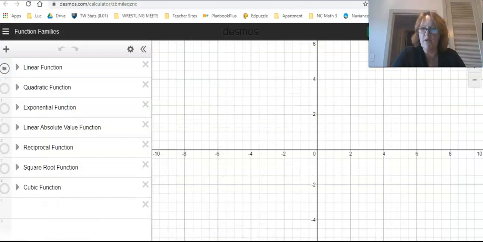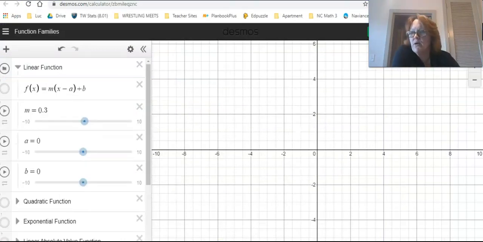Let's see if I can, there we go. Okay. So let's start with linear functions. If we click on this little arrow here, this is the linear function right here. Of course, linear parent function is y equals x. But you could have some different values like this m here and the a and the b that change some things around. So what you need to do first, though, is make it visible.